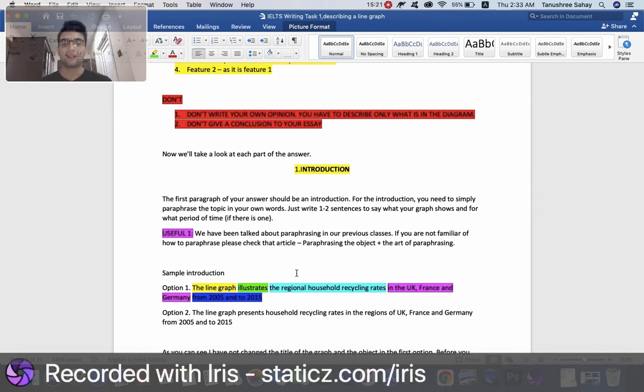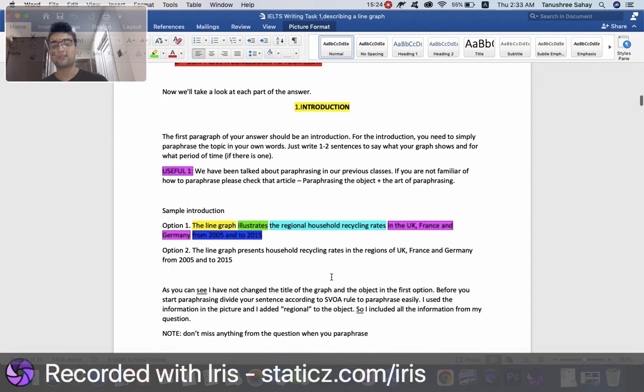Well, there are some useful tips that I would like to share with you. We've talked about paraphrasing in our previous classes, as I said before. Please go check that. There's also a material called The Art of Paraphrasing. If you read that and understand it, I can send you some exercises about paraphrasing the object and the art of paraphrasing. Then you will easily paraphrase any sentence or any phrase that possibly comes your way when writing your introduction or any essay in IELTS.